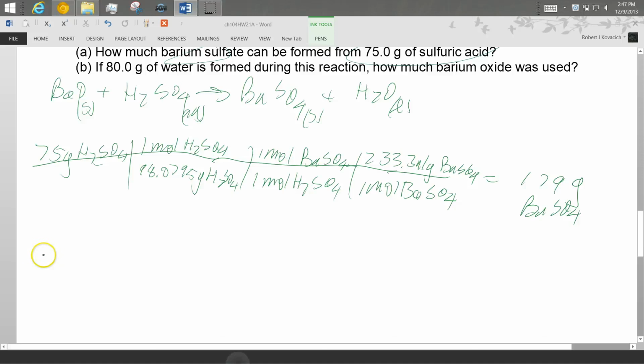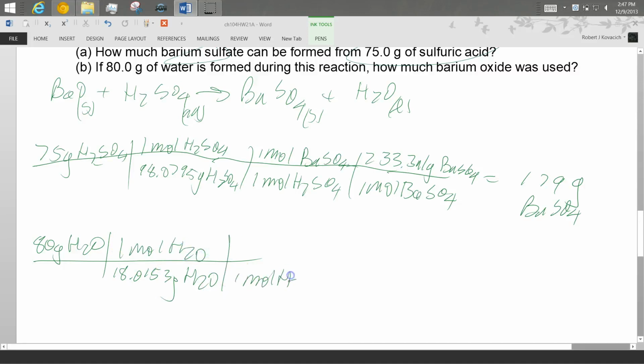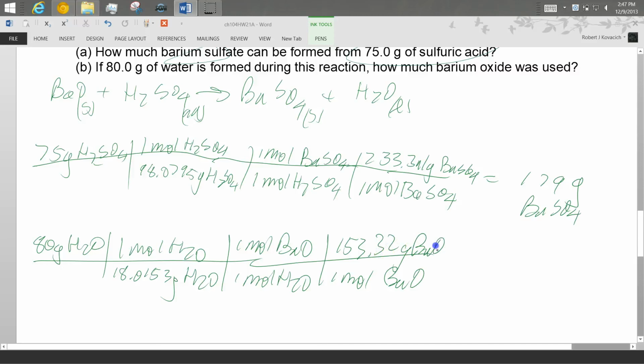179 grams. And then the next problem was 80 grams of water. And then water is 18.0153 grams of H2O for every 1 mole of H2O. And then for every 1 mole H2O, it's 1 mole of barium oxide. And then for every 1 mole barium oxide, it's 153.32 grams of barium oxide. And so I end up with 681 grams of barium oxide. So that's how much barium oxide I would need to create 80 grams of water. And again, this one is given plenty of sulfuric acid. Okay.